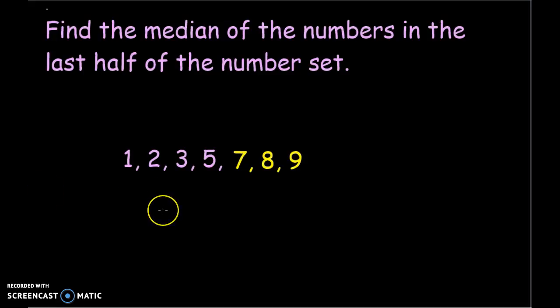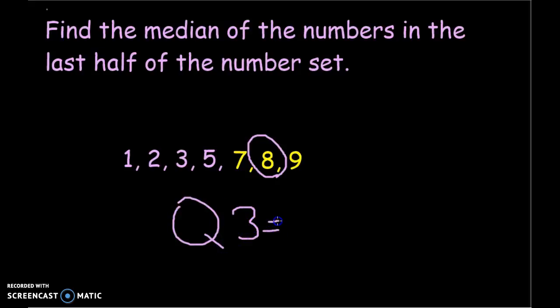Next, we're going to find the median of the numbers in the last half of the number set. Here we see that the last half is 7, 8, and 9, and the number directly in the middle is the number 8. So quartile 3 is 8. Because remember, quartile 2 was our median of the total data set.